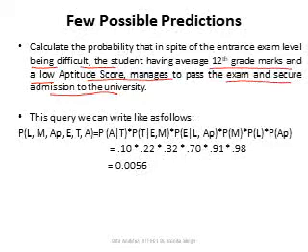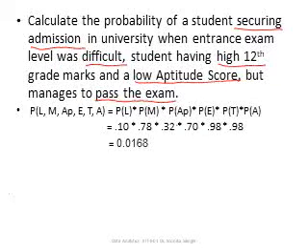Now see some other situation. For example, we can calculate the probability of a student securing admission in university when the entrance exam was difficult and the student's marks in 12th grade are high, but he has a low aptitude score, but he could manage to pass the exam. So in this scenario, what is the probability of this situation? Again, writing the same query in the same line, and we have put the values of different probabilities here.